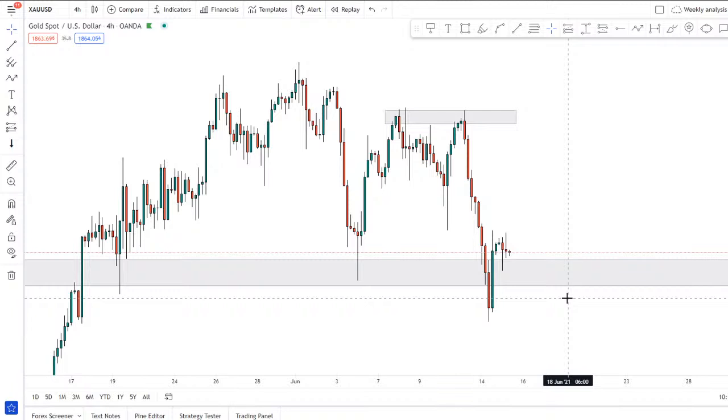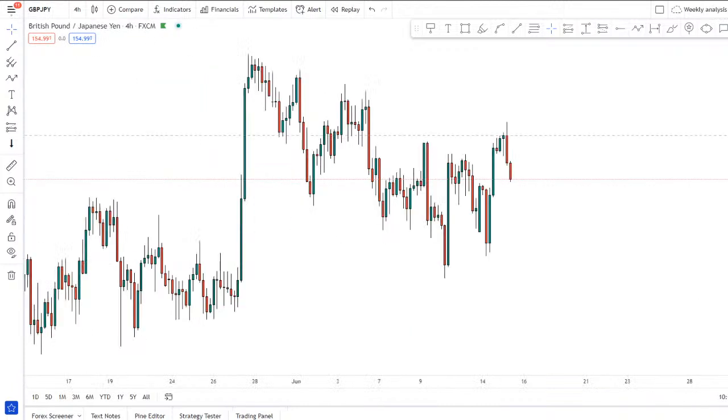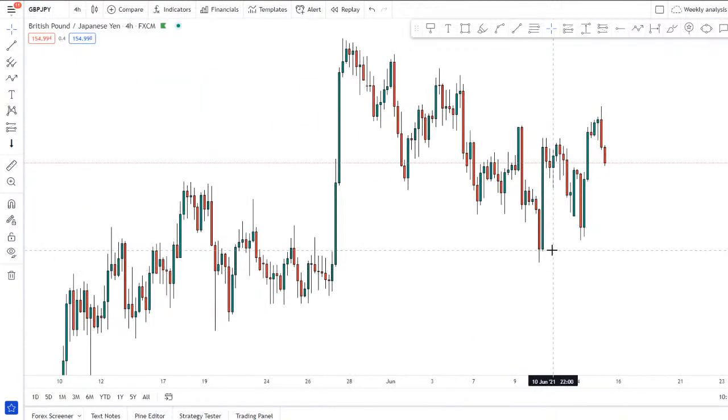Yeah, sure, we'll take a look at pound JPY now. Okay, so GBJPY looking bearish as well. Again, my bias was the downside again this week for GBJPY, so I'm still going to hold that bias, still expecting more downside.